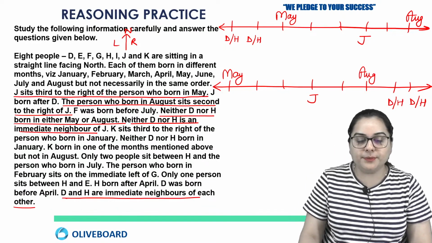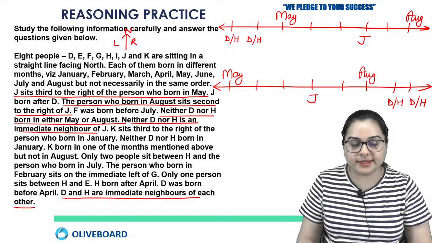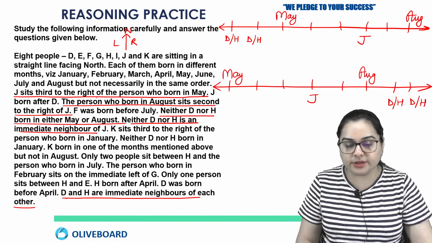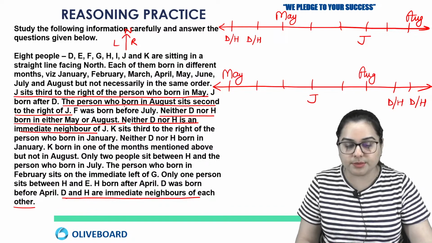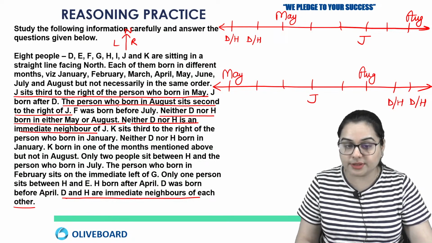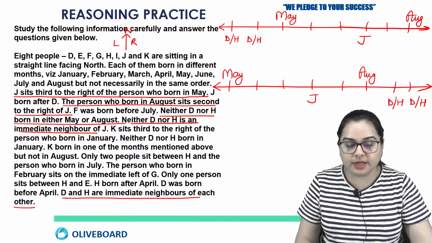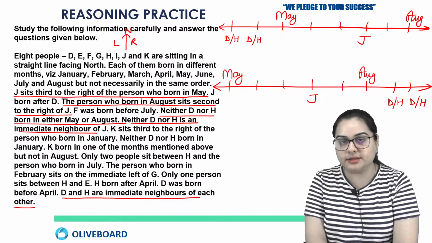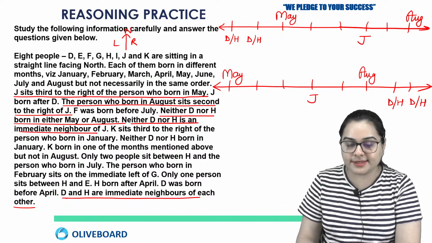Okay, so let us start. Now the lines that I have underlined, I have already filled those. J sits third to the right of the person born in J. I have done that. The person born in August sits second to the right of J. Already done. Now neither D nor H is considered, and D and H are immediate neighbors is considered. So what are the lines that are left?